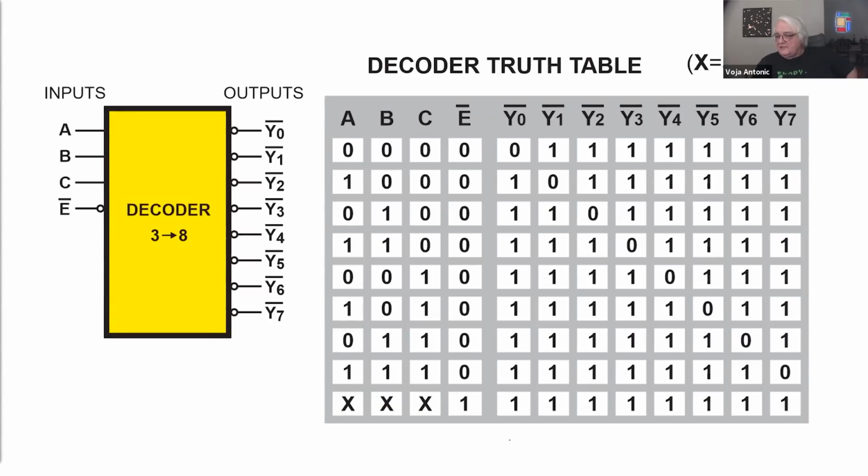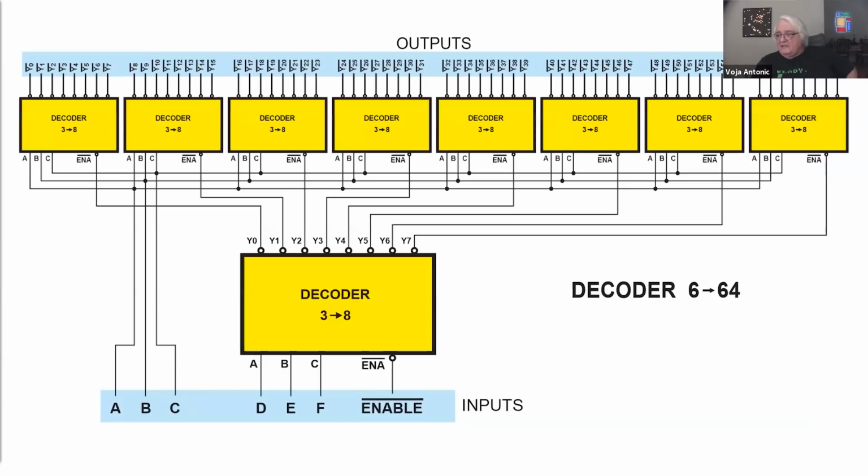You see all possible states. Here you see this XXX means any address. When enable, this one is 1, which means passive because it's overlined, then all outputs are passive, and it doesn't matter which states are on these 3 outputs. You can also build a complex decoder.